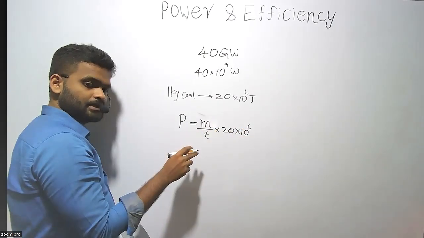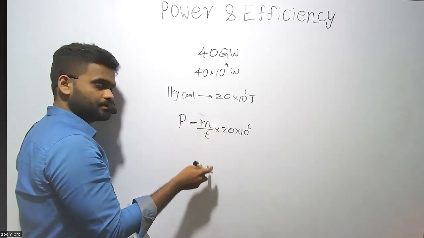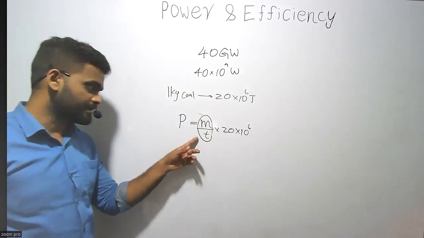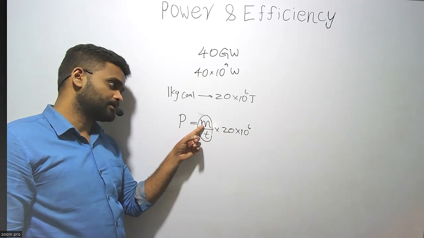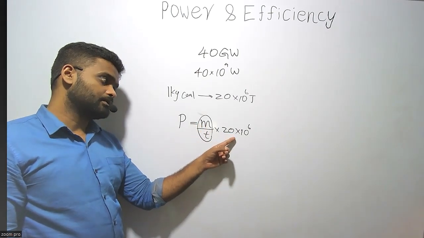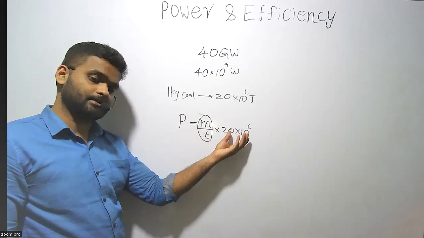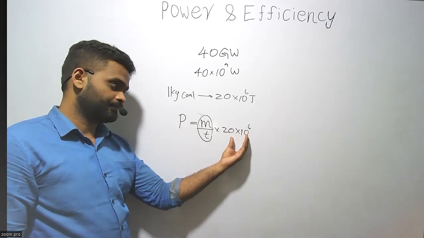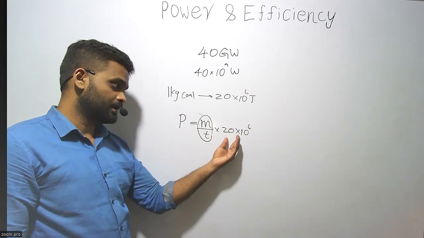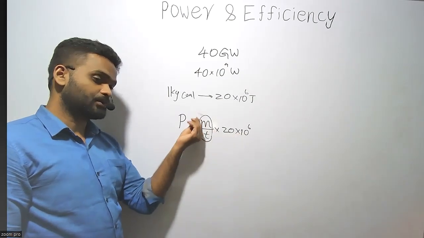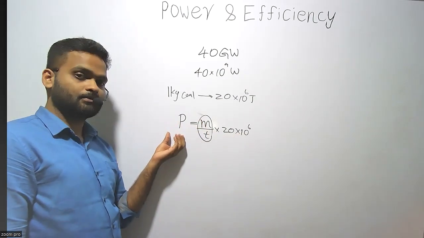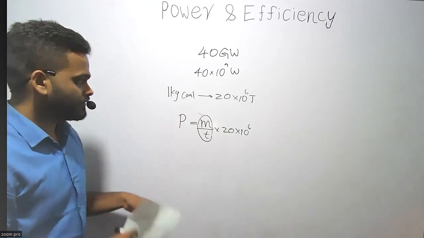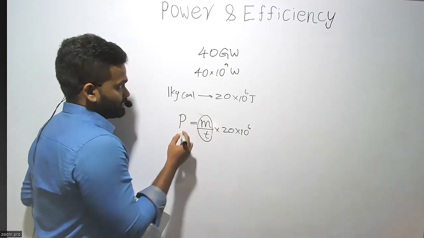When you write something like this, you can always check the units. What you need is m over t, per second this many kilograms. Per kilogram this much energy is released, in joules. Then multiply that by the mass rate, and you can get the power there. Correct? Then you just have to substitute values.